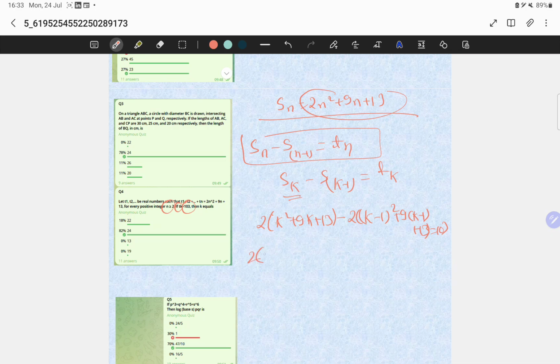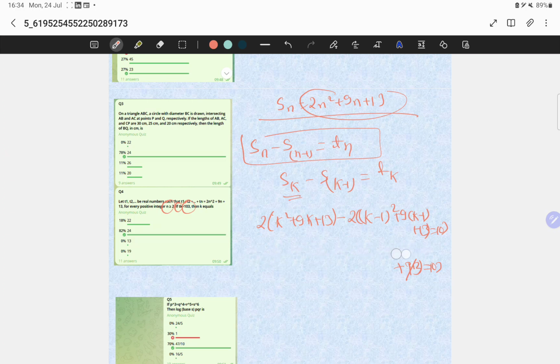Now just take everything common. We can write this as, taking 2 common outside, k square plus 9k plus 13 minus k square plus 2k minus 1 plus 9k minus 1 plus 13, and this is given to us as 103. So 13 gets cancelled and the 9k terms cancel.